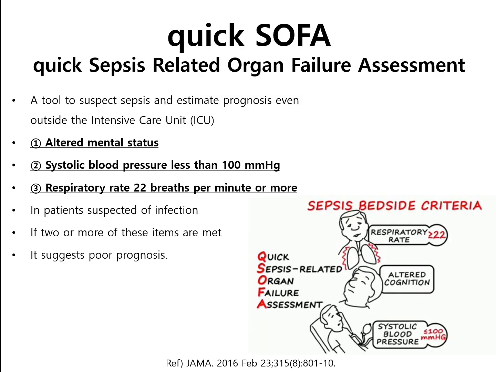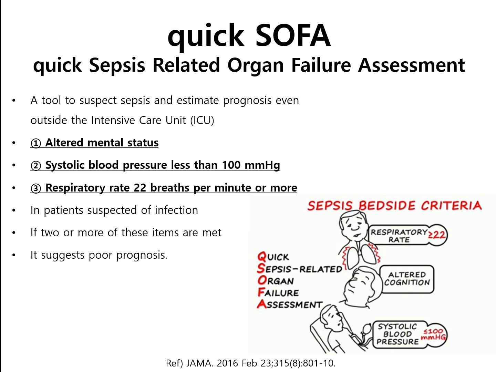To help with suspicion, even outside the ICU, we can use the quick SOFA tool. It assesses 3 criteria in patients suspected of infection: altered mental status, SBP less than 100, respiratory rate 22 breaths per minute or more. If 2 or more of these items are met, it suggests poor prognosis.